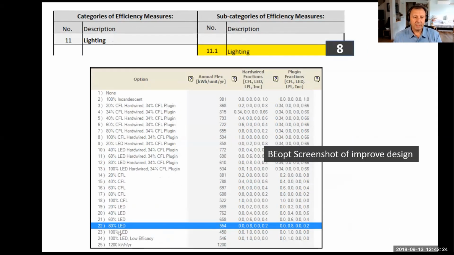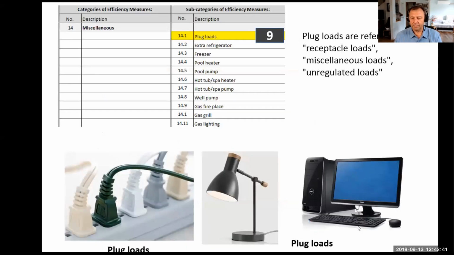In our case here, we used 80% LEDs, which is a very effective, very energy efficient choice of lights. This means 80% of the lighting fixtures are LEDs in our BEopt model for the improved design.